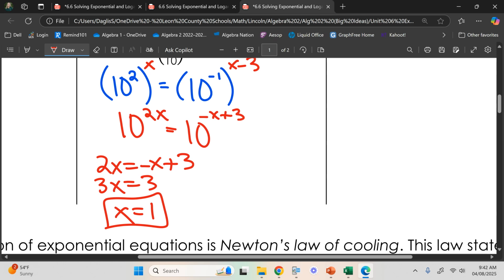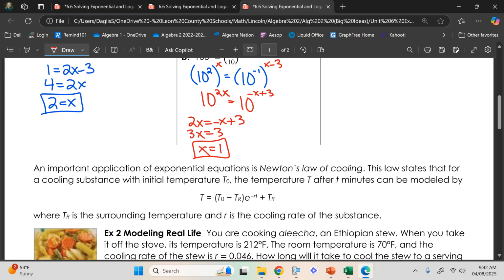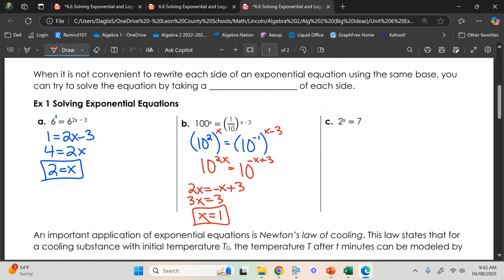But what if you can't? Okay, like in letter C over here, I have 2 to the power of x equals 7. Okay, there's no way to rewrite these to have the same base, because 2 squared is 4, and then 2 cubed is 8. It totally skips over the 7, right? So I can't make a match.